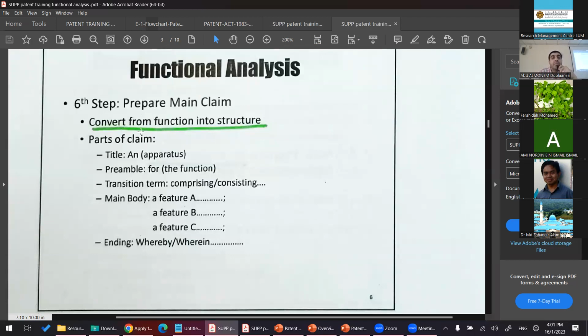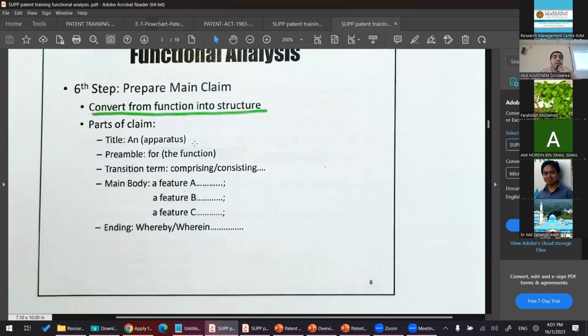Then prepare the main claim, convert from function to structure, parts of the claim, a title. Tomorrow we'll see how to write the claim. For an apparatus, for example, the preamble is first, then the transition term. First, apparatus for, then solving the problem or here, the function, comprising or consisting of feature A, feature B, feature C, then you need to put whereby or wherein the connectivity between them or some feature between them. So this is actually how we write the claim, but we will discuss that further later.